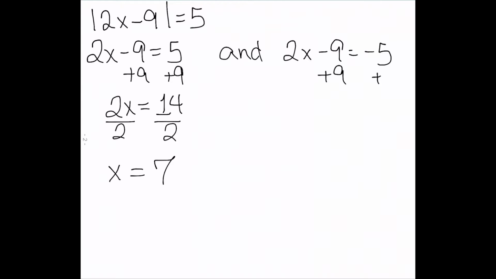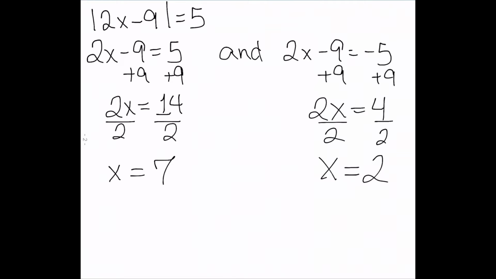On the right, once again add 9 to both sides. That gives me 2x equal to 4. Divide both sides by 2, and 4 divided by 2 is 2. So I have two solutions, x equal to 7 and x equal to 2.